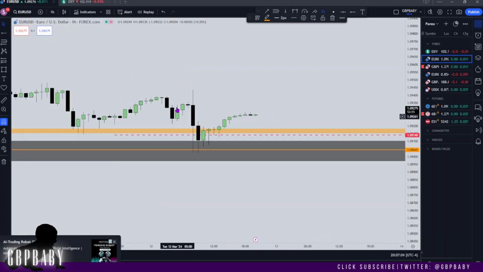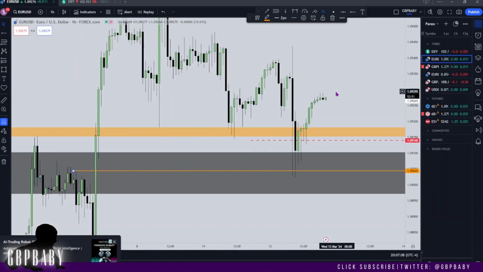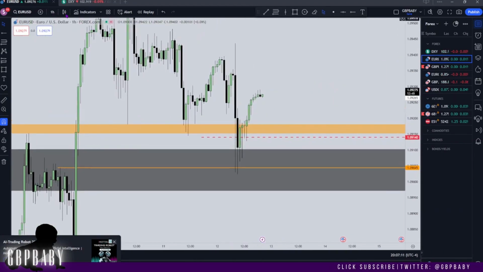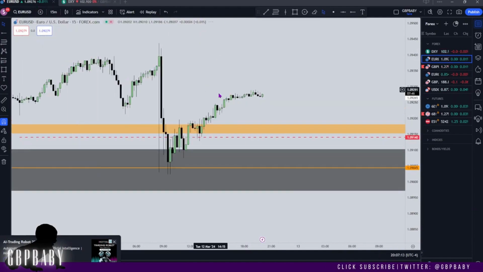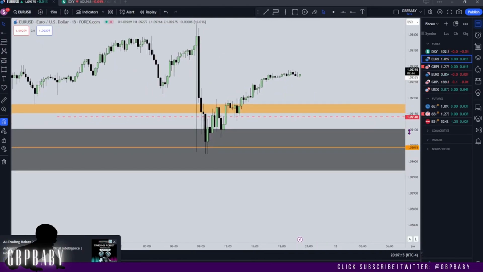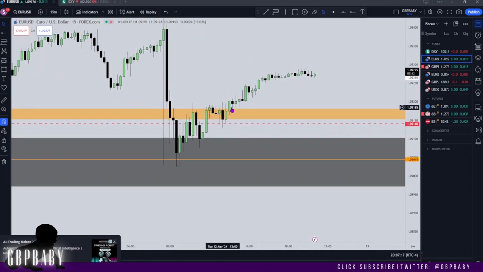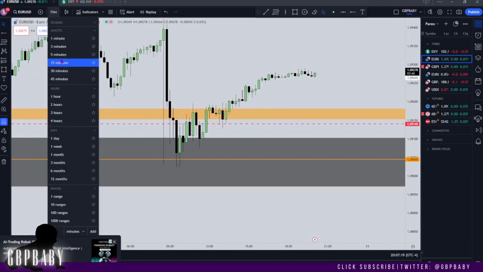Drop down to the 1 hour. You can see our price is just slowly making its way out of there. I think euro's a little bit weaker right now, which is not a problem. If we drop down to the 15 minute, we should be able to find the change in the state of delivery. Now I don't think, let me see, 5 minute.